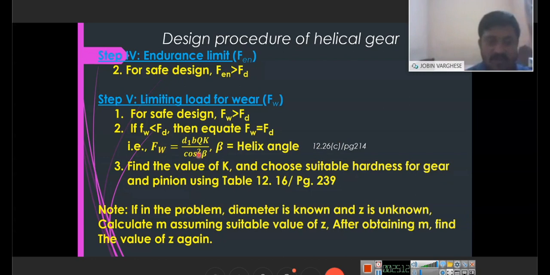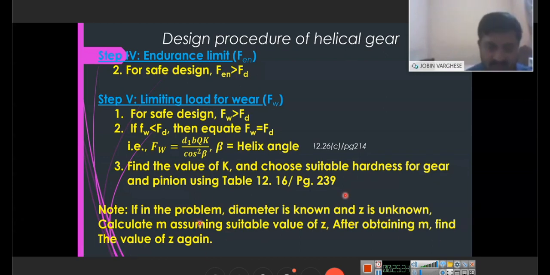So we are equating this one. We assume that wear load is equal to dynamic load, and the hardness of the gear we choose from the table and assign, so that we assume it will go for a long time, although this condition is not met. Now, if in the problem the diameter is known and C is unknown, calculate M assuming suitable values of C, and after obtaining M, find the value of C again.